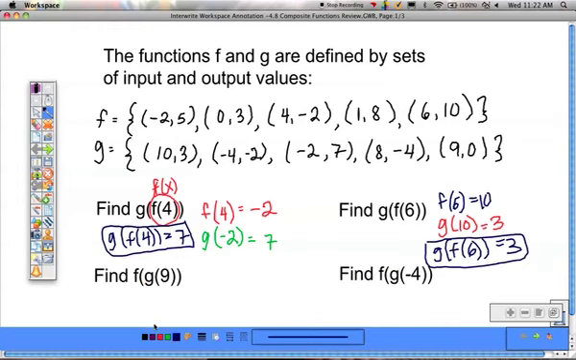Next one, find f of g of 9. So start with g of 9 this time. So here, when x is 9, the output is 0. So g of 9 equals 0. Plug that in. So now we want f of 0. So f of 0, the answer is 3. All right, you try the next one.